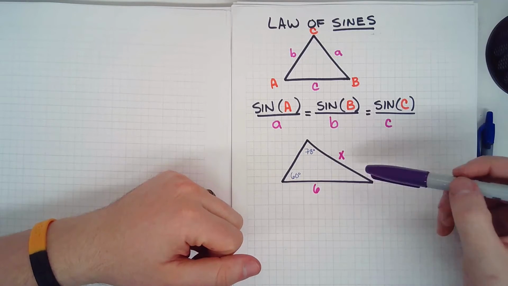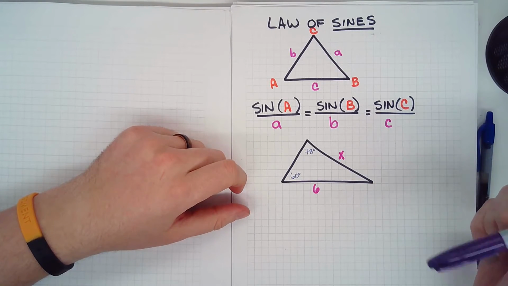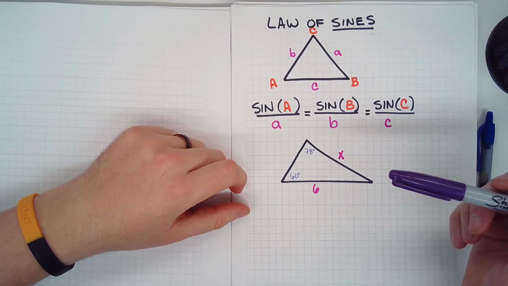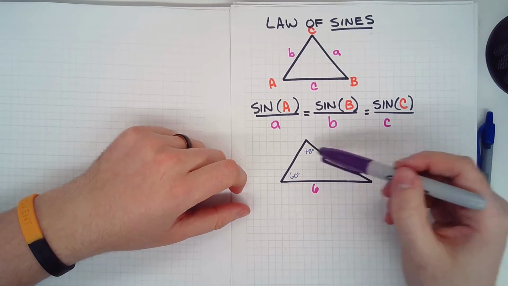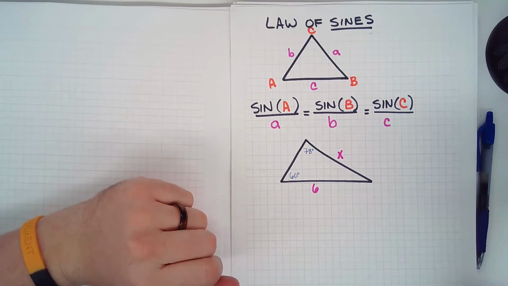We can't use Pythagoras because it's not a right triangle, given the angles that were given. And we're already missing a side. So even if it was a right triangle, unless this side was the same as this side or these sides were matching, we couldn't use Pythagoras. So the only thing we can do is use the law of sines.